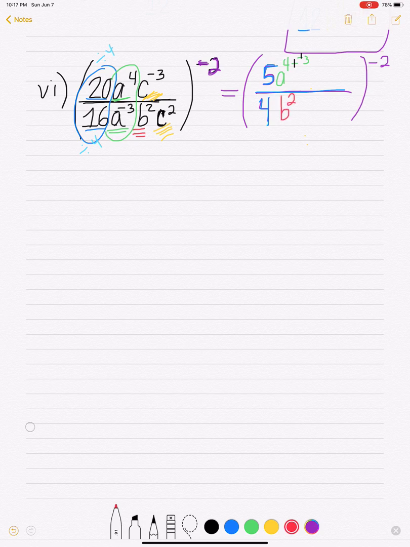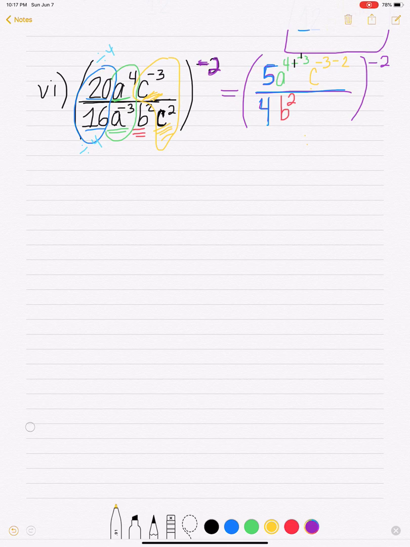So we just leave B squared on bottom. There's no B on top to interact with, so we just leave B squared on bottom. Now, let's deal with the C's. So we have C to the minus 3 on top and C squared on bottom. So we're going to take C to the minus 3 minus the bottom exponent on C, which is 2. So we're going to take minus 3 minus 2 above the C.